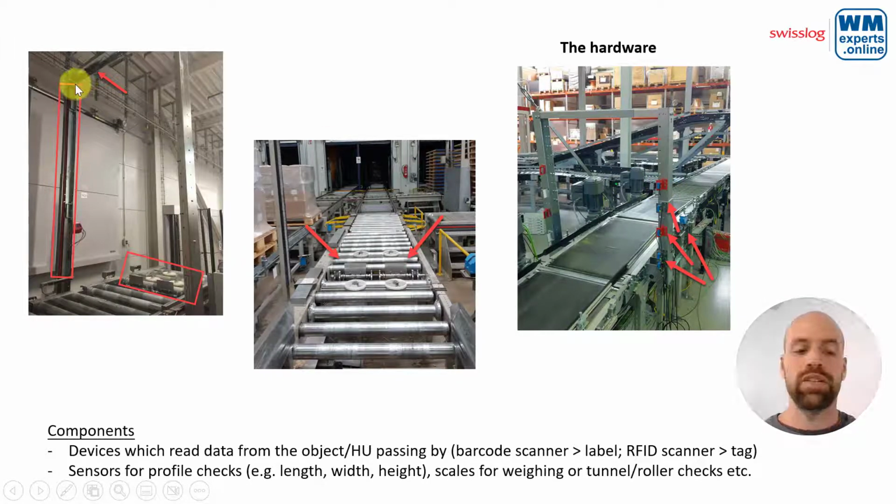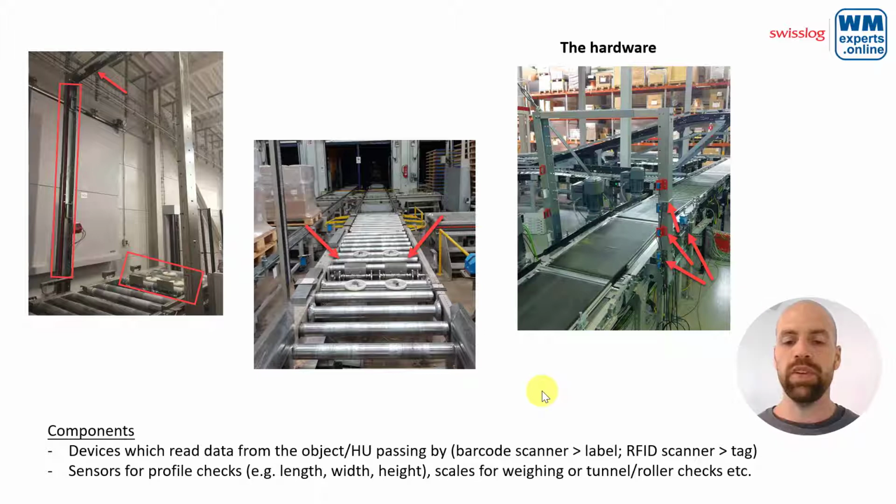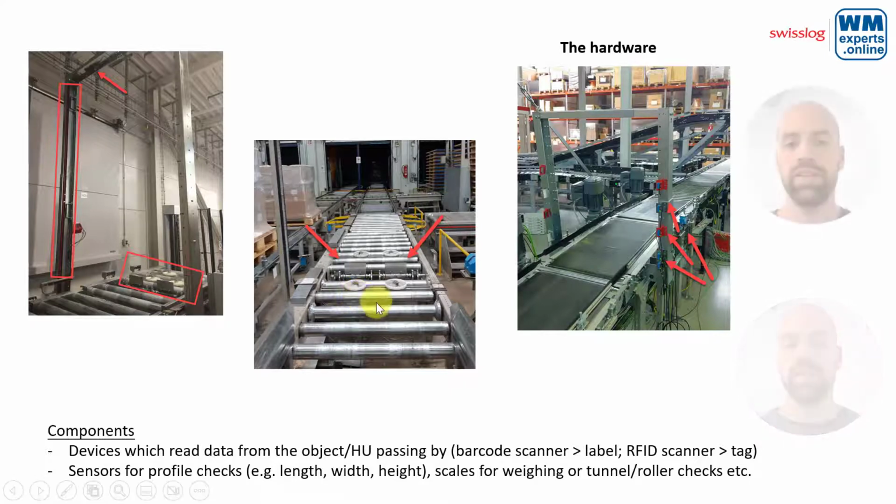And we have sensors doing the profile checks, measuring the length, width and height of the pallet, usually installed in such a frame. And we have scales for weighing the HUs, usually within the conveyor elements. And in case of a pallet environment, we usually have this tunnel or roller checks that you can see here. Yeah? Devices which will flap in case the pallet has any kind of damages or something between the feet.